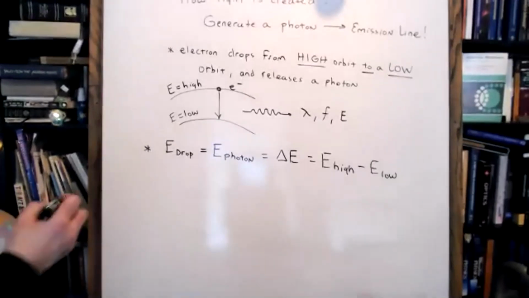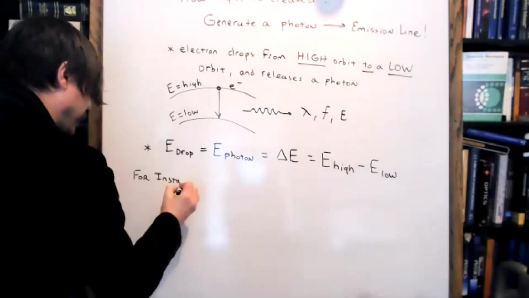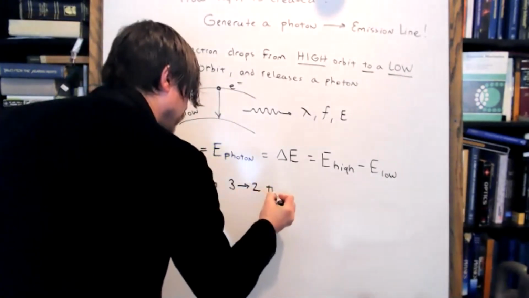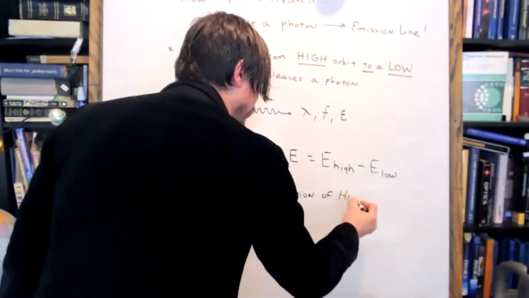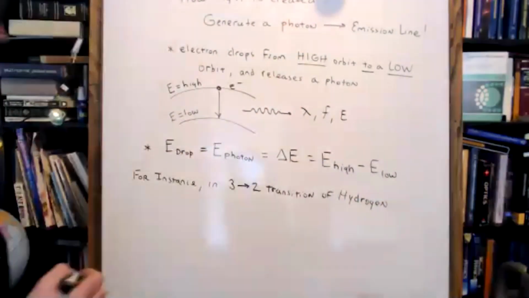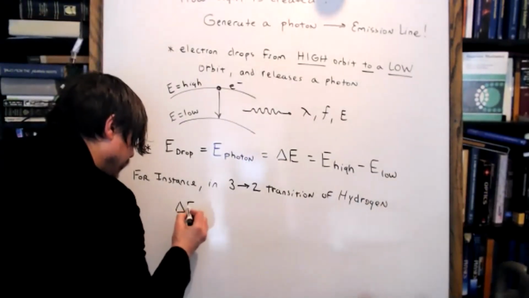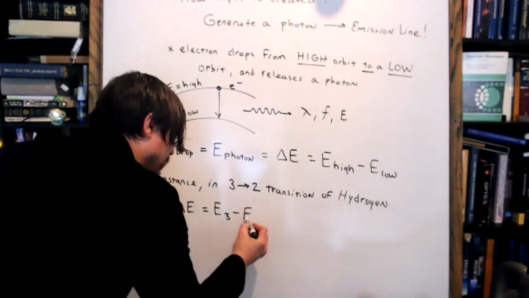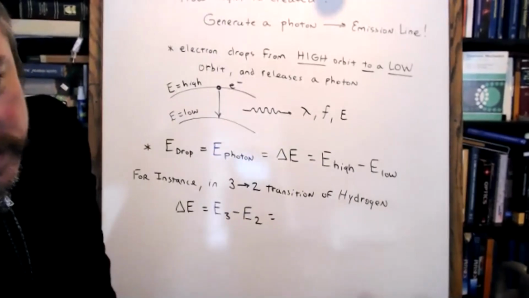Let's, for instance, consider a particular drop. For instance, in what is called the 3-to-2 transition of hydrogen, let's calculate the energy of the drop. The change in energy is the energy of orbit 3 minus the energy of orbit 2. Let's use our cheat sheet here.